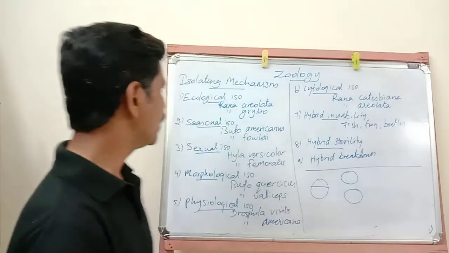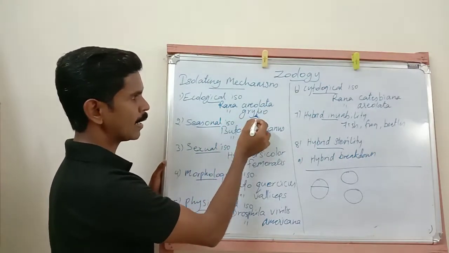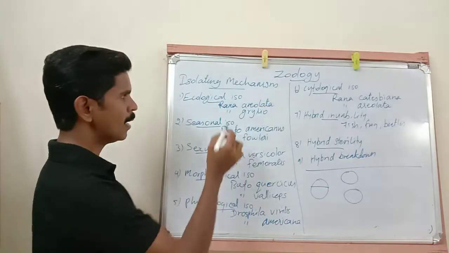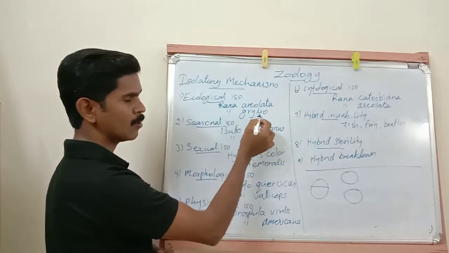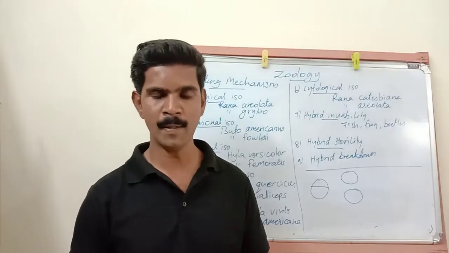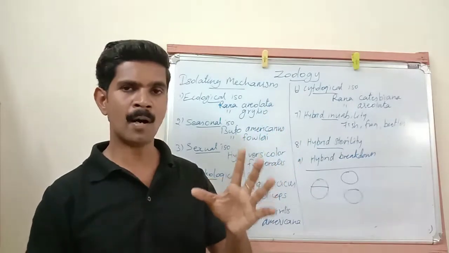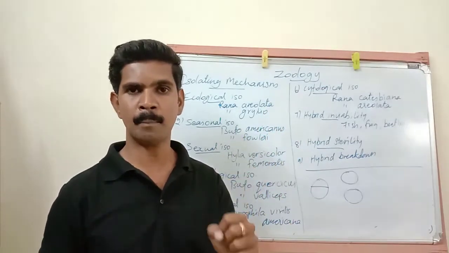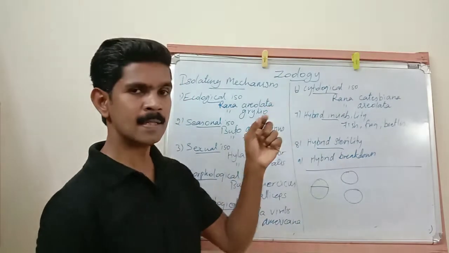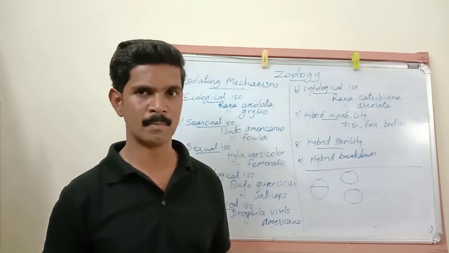See, I have written two examples here: Rana areolata and Rana grylio. These two are closely related frog species. Listen here. Rana areolata mostly occupies the burrows created by mammals and tortoises, and mostly lives in shallow pond water. Shallow means depthless pond water.